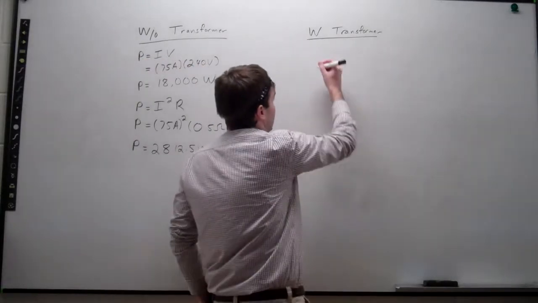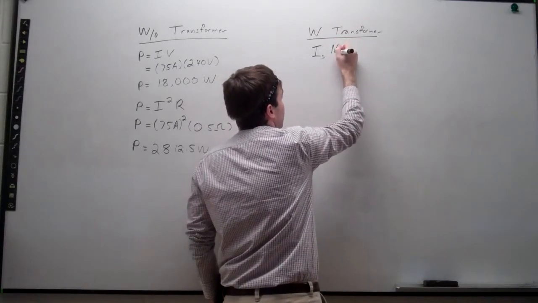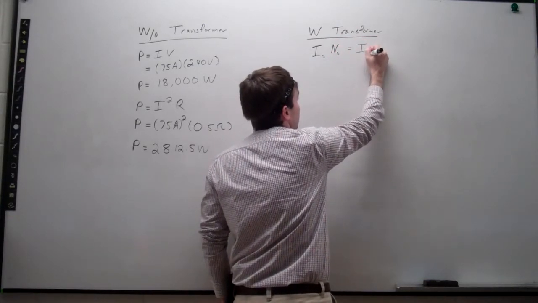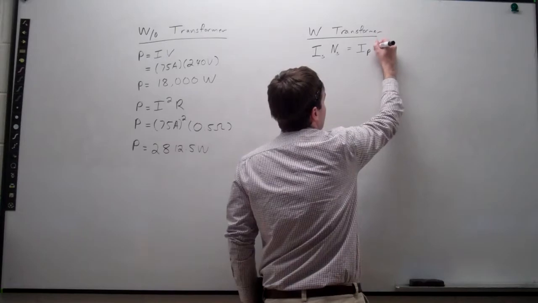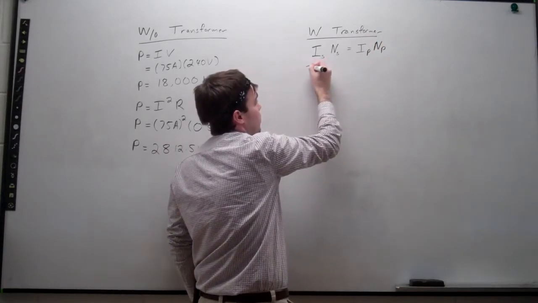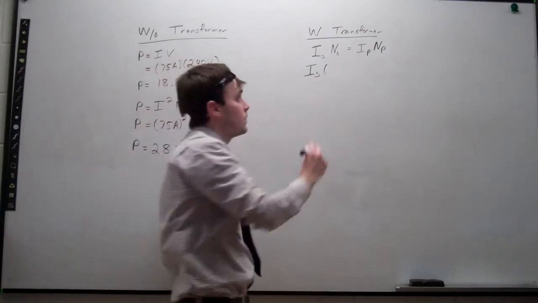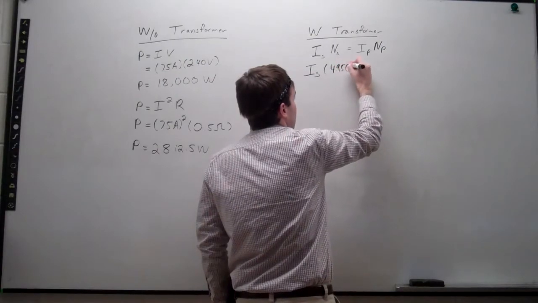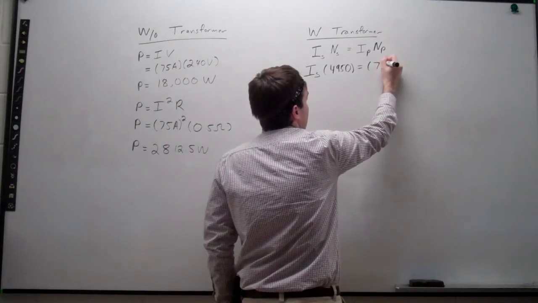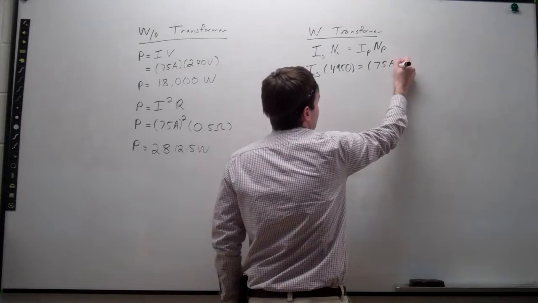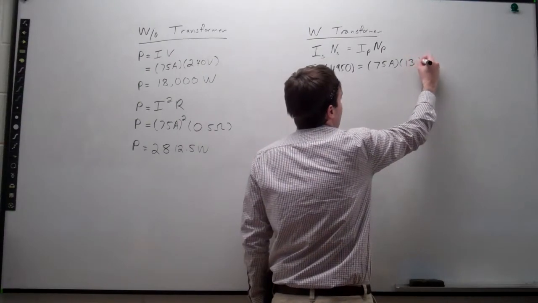Okay, so we're going to use current in the secondary times number of coils in the secondary equals current in the primary times number of coils in the primary. So current in the secondary is what we're looking for. How many turns are in the secondary coil? 4,950 turns. What's the current in the primary? 75 amps. And the number of turns in the primary? 13 turns.